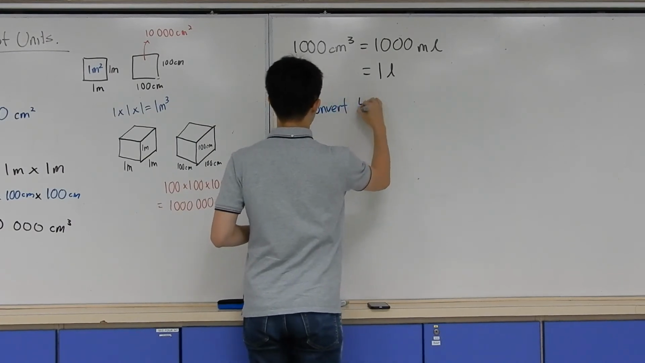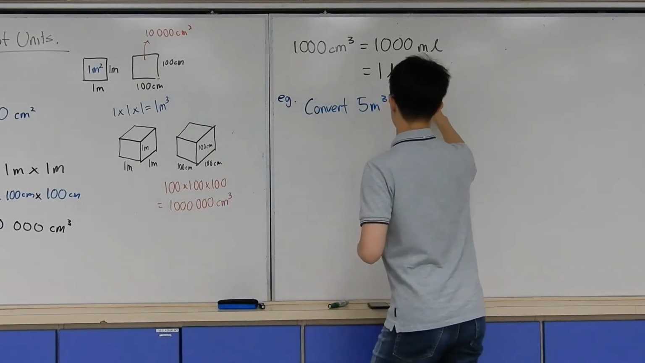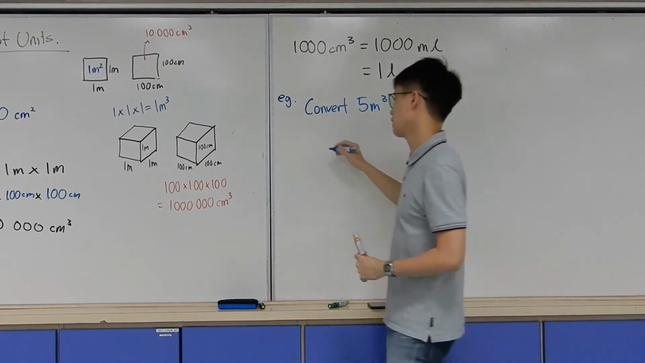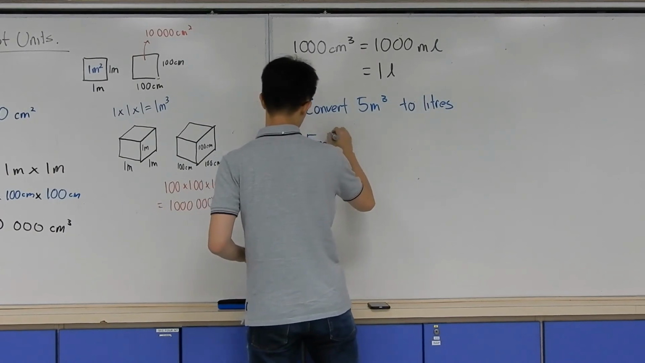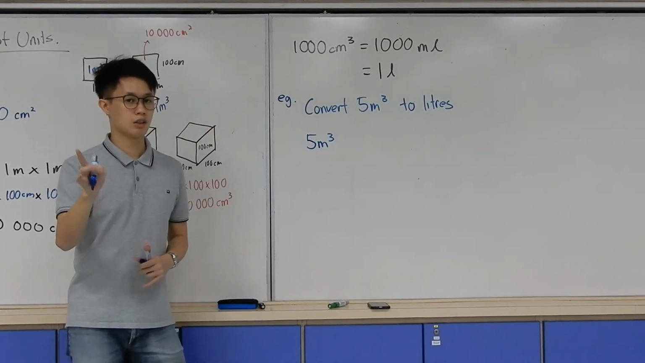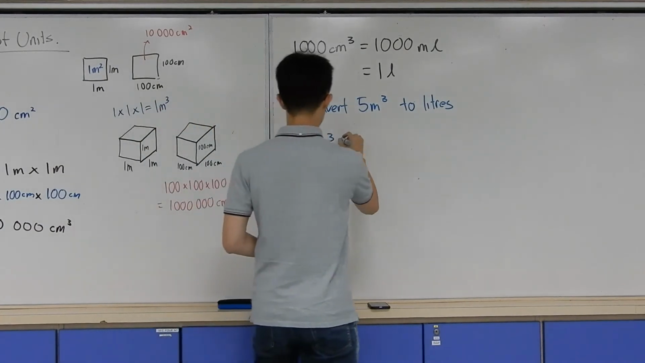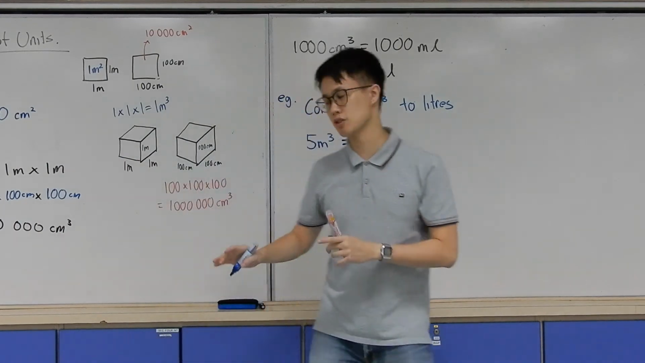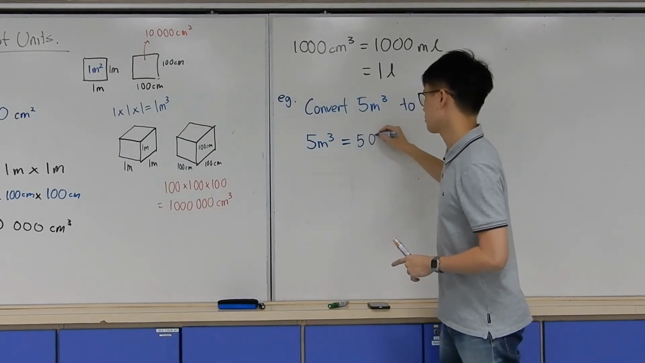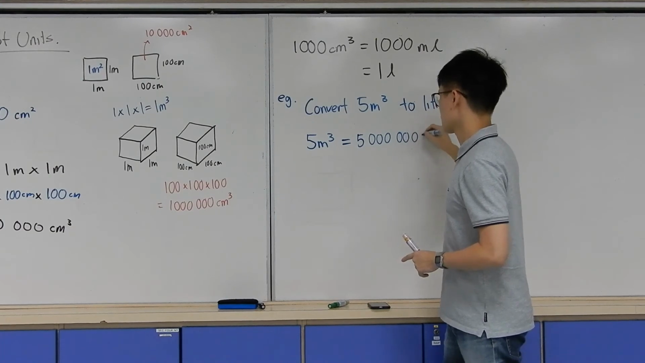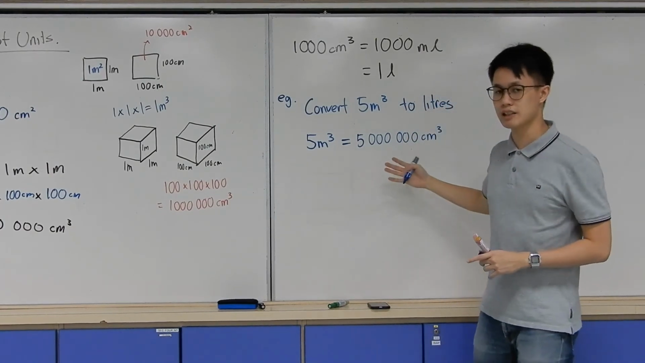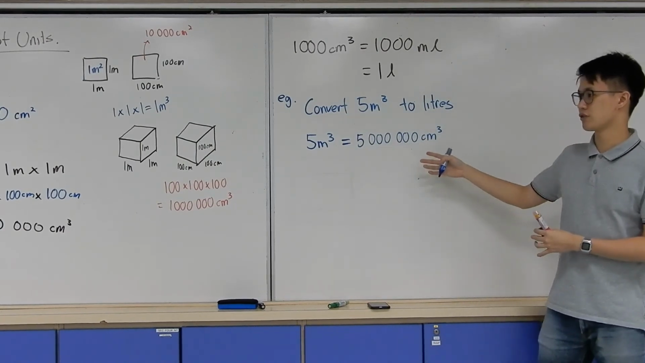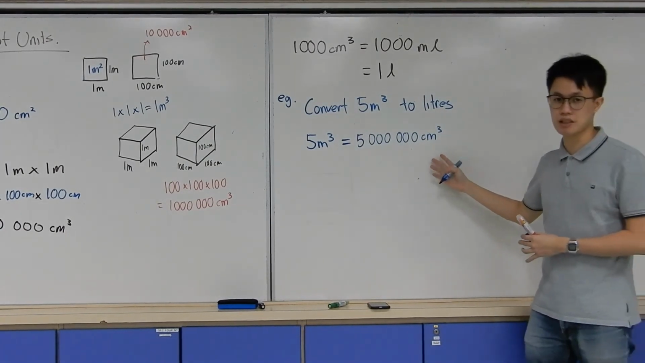An example here would be, what if I want to convert 5 meter cube to liters? Very simply, I will first convert 5 meter cube to cm cube. By my conversion rate, 1 meter cube is 1 million cm cube. So 5 meter cube is simply 5 million cm cube. By now you should be quite fast with conversion already.